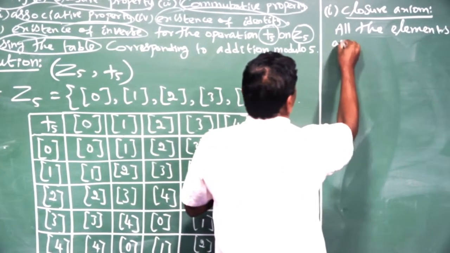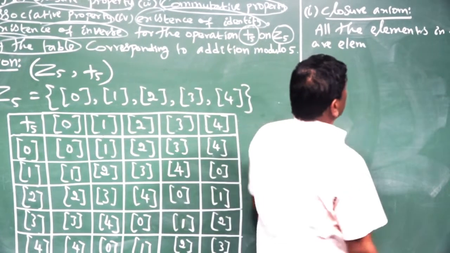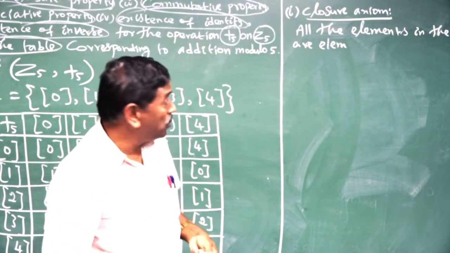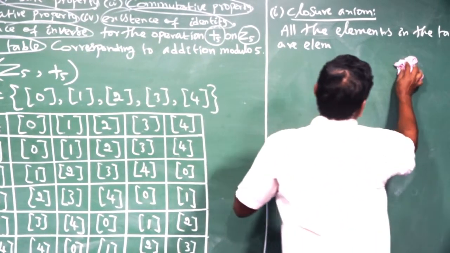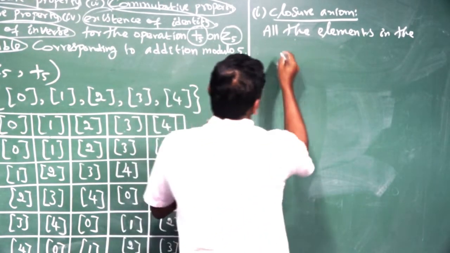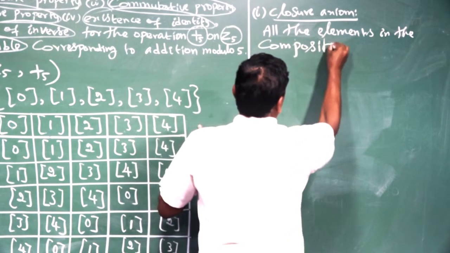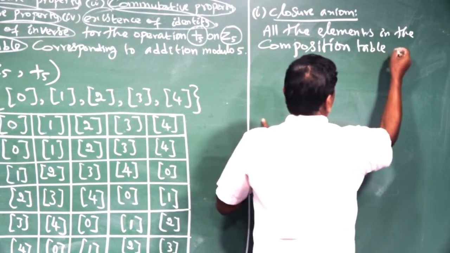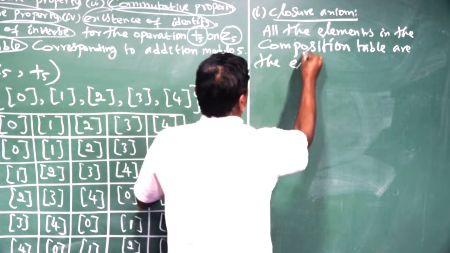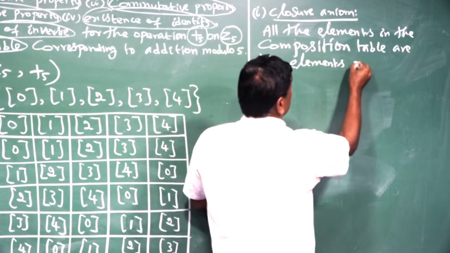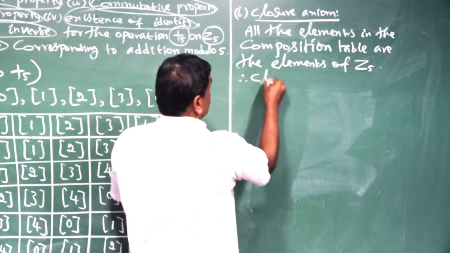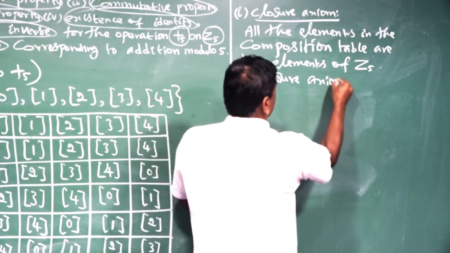I told you already the keyword: all the elements in the composition table, which is not just an addition table but a composition table, are the elements of Z5. Therefore, the closure axiom is true.